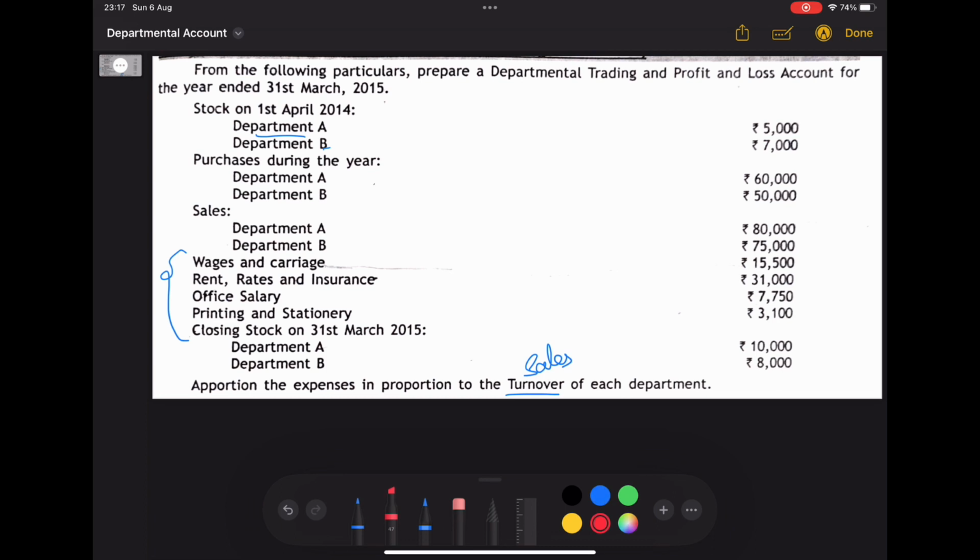So in the question they have mentioned to apportion the expenses in proportion to the turnover. So we are going to apportion the expenses on the basis of turnover. Turnover in the sense of sales. So we are going to find out the sales ratio. How are we going to find out the sales ratio? Nothing but department A versus B.